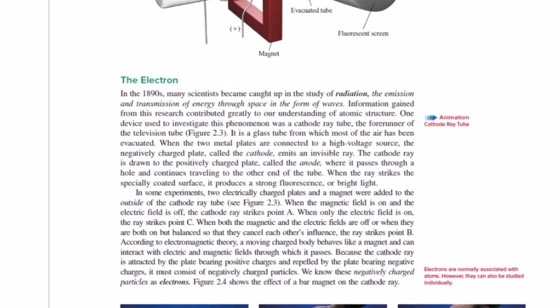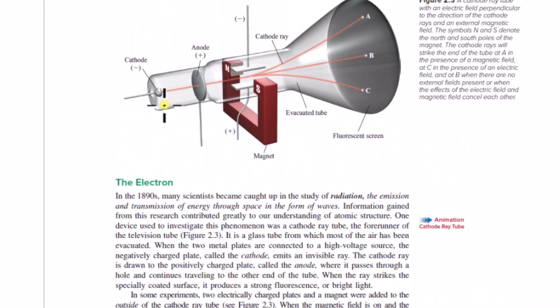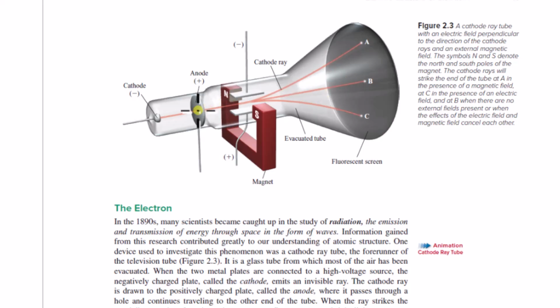Okay, so here's a cathode ray tube. It's a glass tube where most of the air has been evacuated inside. They pull a vacuum inside. Then you've got these 2 metal plates with a high voltage applied between them. You have the negatively charged plate, where you can think of electrons, called the cathode, and a positively charged plate called the anode. The anode has a hole in the center.